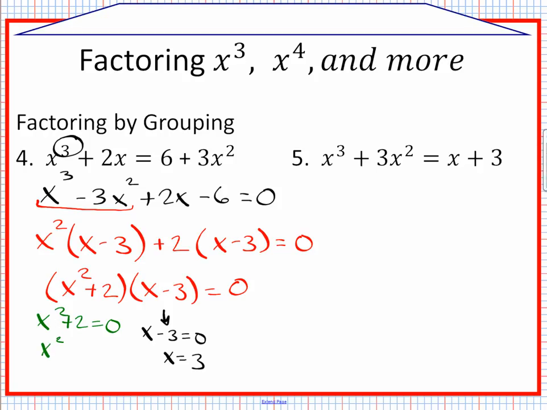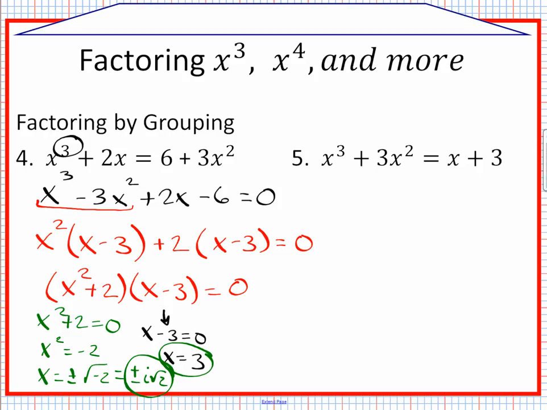So I get x squared equals -2, or x equals plus or minus the square root of -2. In simplified terms, that's plus or minus i root 2. So I've got 3 solutions. One is positive 3, and the other 2 are plus or minus i root 2.